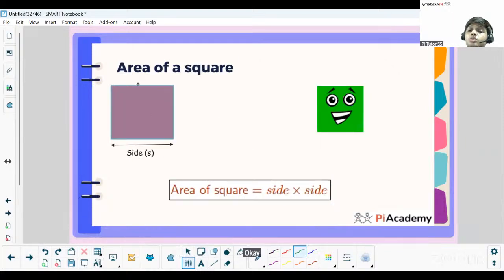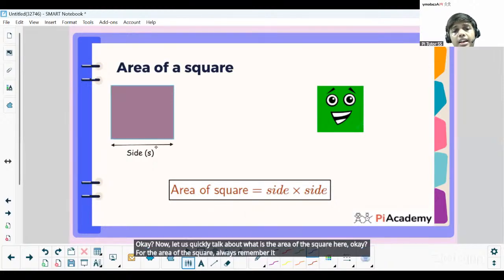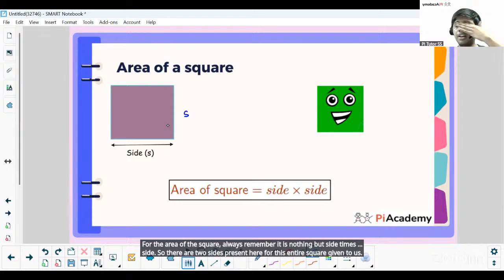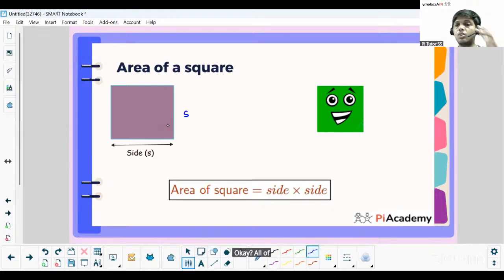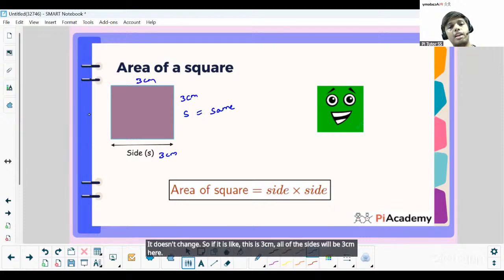Now let us quickly talk about the area of the square here. For the area of the square, always remember it is nothing but side times side. All of the sides are always going to remain the same length. It doesn't change. So if this is 3 centimeter, all of the sides will be 3 centimeter here. And what will be the area?